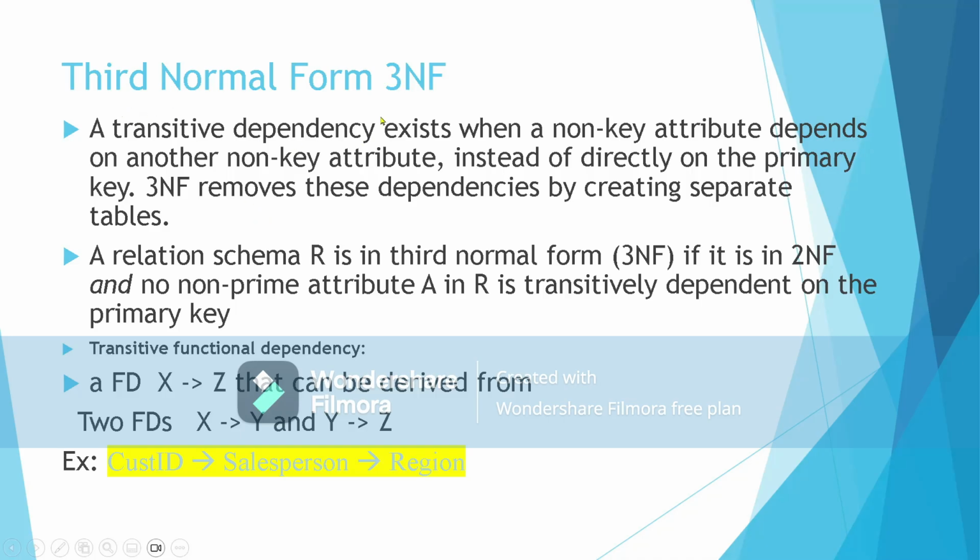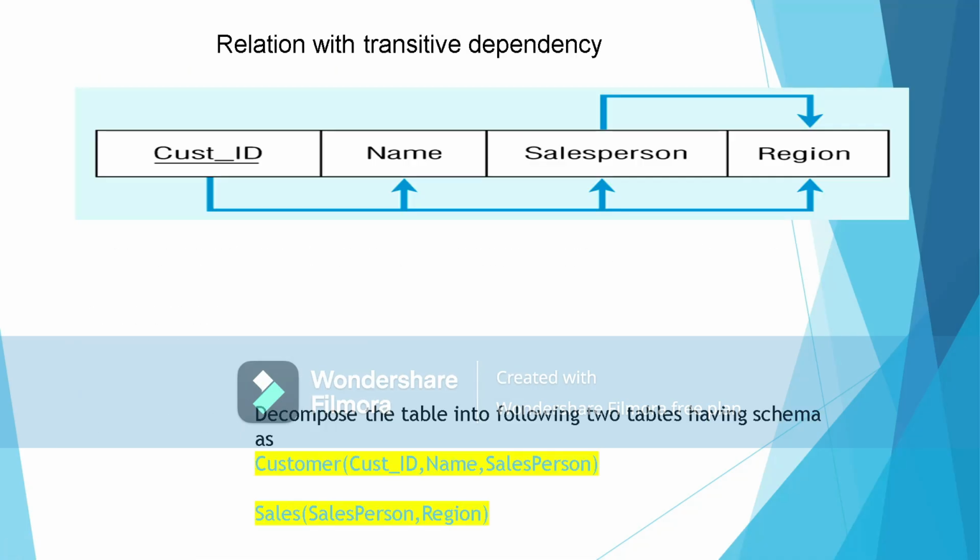In 3NF, it removes the transitive dependencies. It means that when a non-key attribute depends on another non-key attribute instead of the primary key, then 3NF removes these dependencies by creating a separate table.